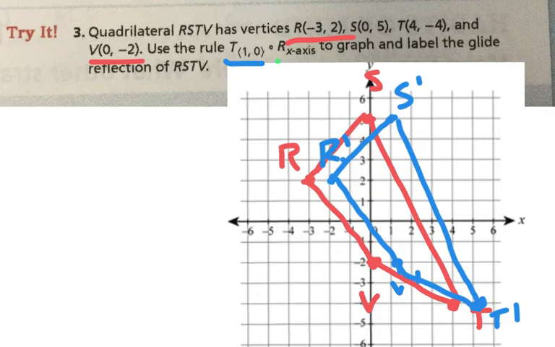Okay, then next it tells me to reflect it over the x-axis. So that means I'm counting how far away from the x-axis I am, and then I'm going to reflect it. So when I look here at R, it is 1, 2 away. So I'm going to go another 2 away. So that means right here is going to be my point for R double prime. S, I'm going down 1, 2, 3, 4, 5. So go down another 5. And so right here is my point S double prime.